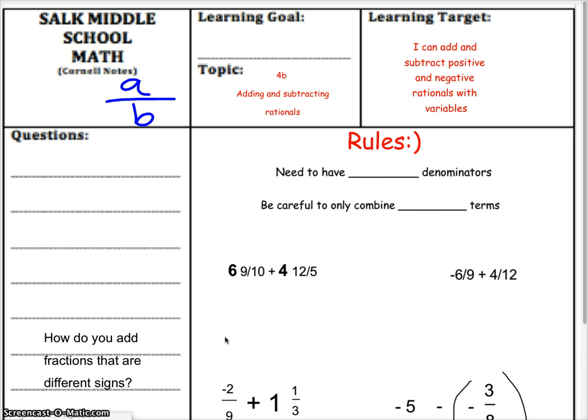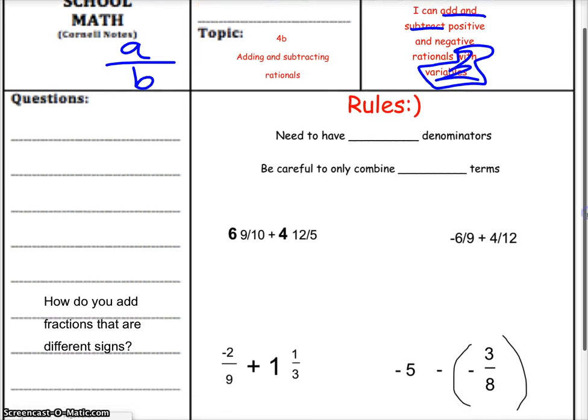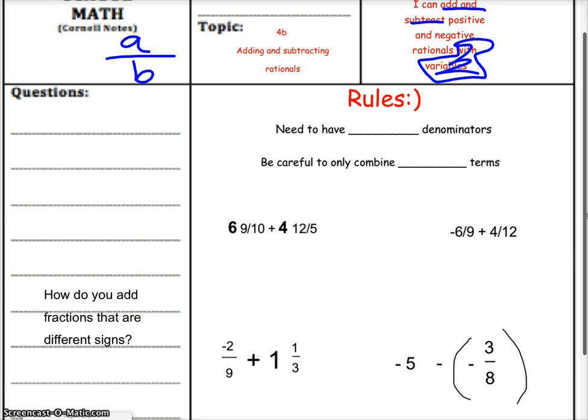And today you are going to be able to add and subtract positive and negative rationals. We're not going to do variables today. Variables is going to be on Monday, next week. So you need to remember when you add and subtract fractions, you need a common denominator. That's the foundation, the previous knowledge there. And then we need to be careful when we throw the variables in there that we only combine like terms. But we don't apply that for this lesson.